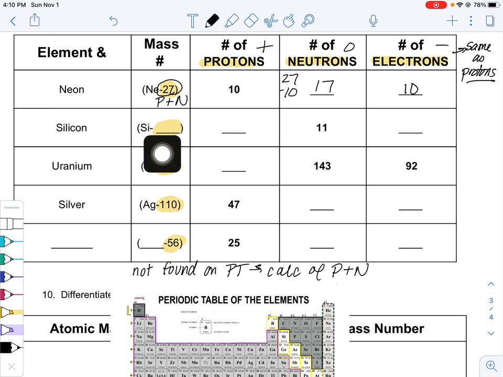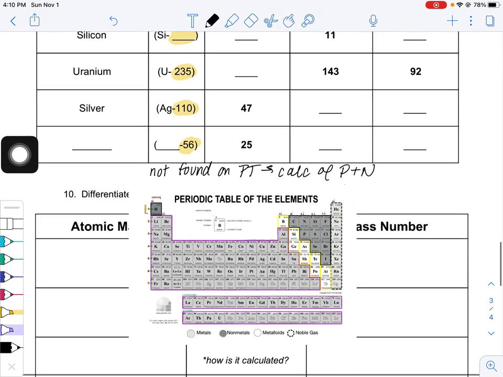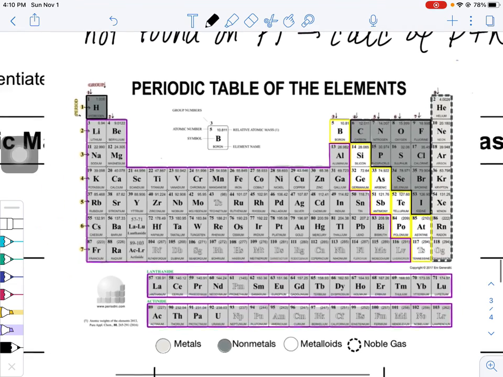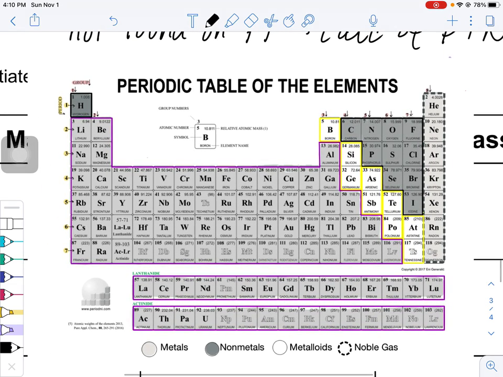Silicon here, I don't know the mass number. I also don't know the proton. So I am going to have to go to the periodic table for this one. So I'm searching for Si, silicon. And sometimes finding the atom is the hardest part. Here it is, silicon.